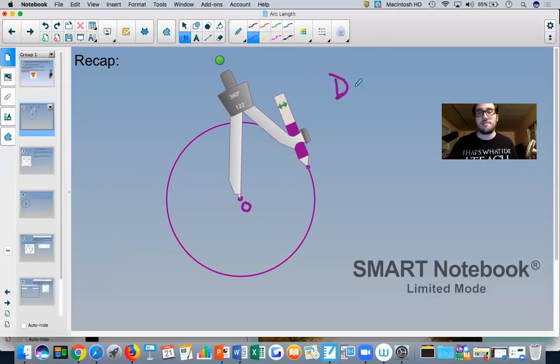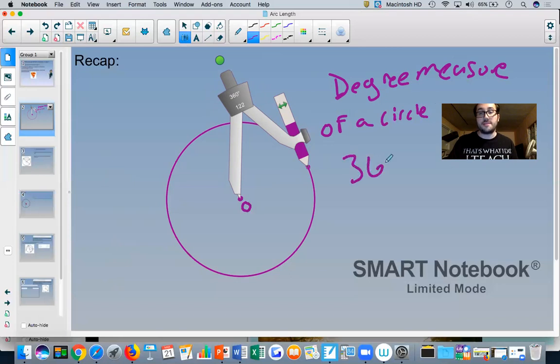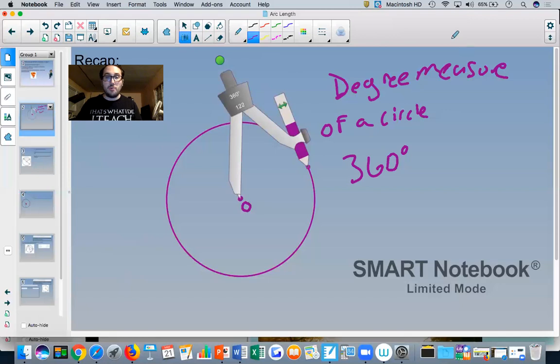So the degree measure of a circle is 360 degrees, okay? We've definitely talked about this in the past, but this is such an important point to bring up. Because what does it mean for a degree measure, right? We're talking about going around in a full circle.